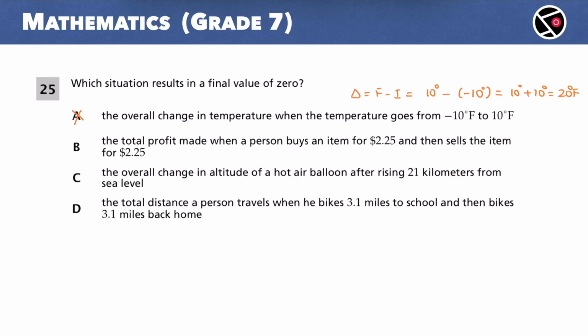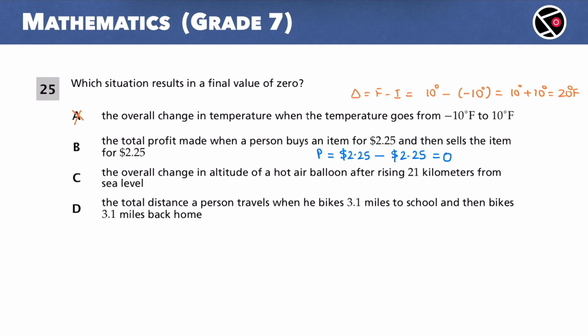B. The total profit made when a person buys an item for $2.25 and then sells the item for $2.25. The profit is the selling price, which is $2.25, minus the cost price, which is again $2.25. Cost price is the price at which an item was bought. Selling price is the price at which an item is sold. 2.25 minus 2.25 gives us 0. This looks good to me.